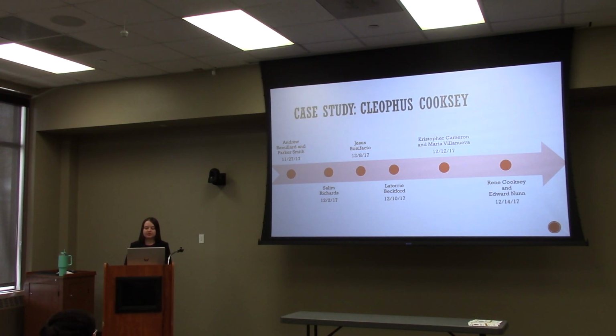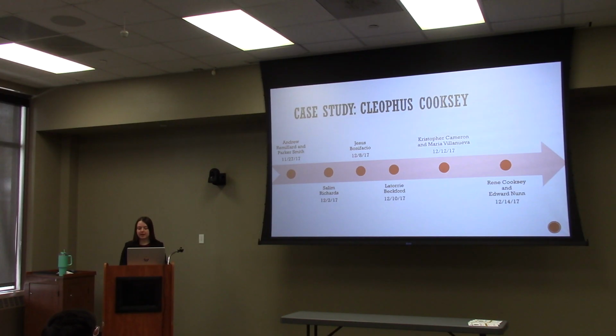The next murder was 5 days later, and the victim was Salim Richards, who witnesses claim Cooksey knew. Jesus Bonifacio was killed in Glendale 6 days later and was Cooksey's ex-girlfriend's brother. 2 days later, also in Glendale, LaTorre Beckford was killed. Another 2 days later, Christopher Cameron was killed in Glendale after a drug trade went wrong.